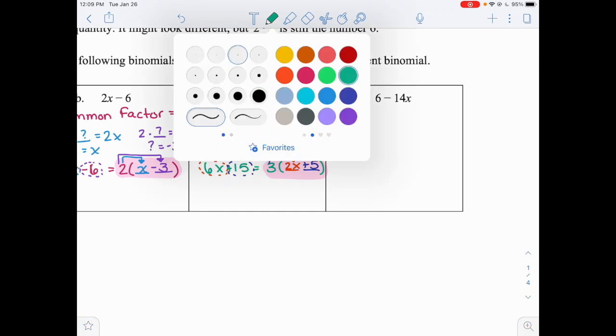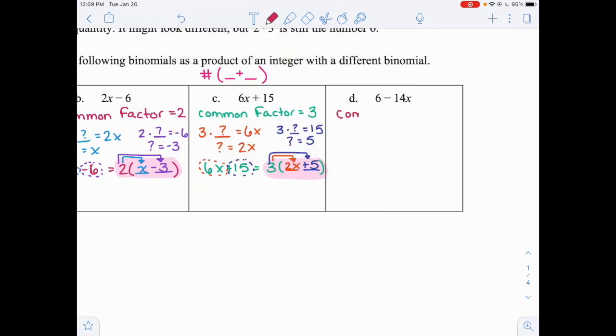And then the last one here, D, the common factor is 2.